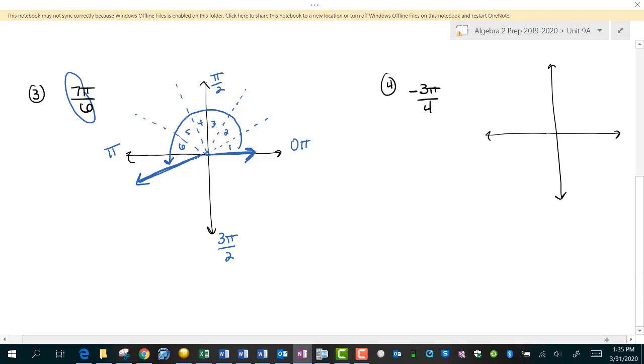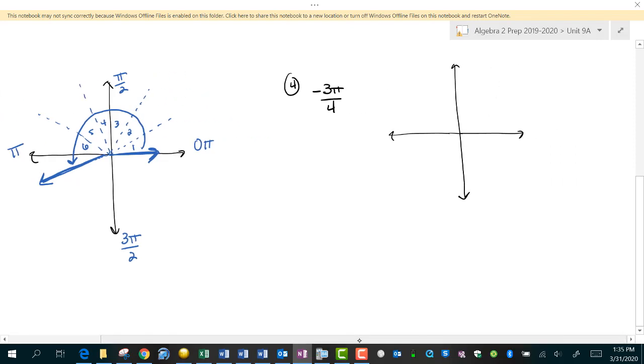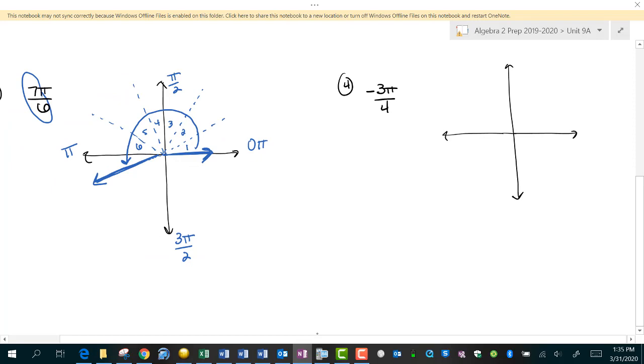Lastly is negative 3 pi over 4. Note the negative sign means that we're now moving clockwise. So my initial side goes in the same spot. This would be 0 pi. But now clockwise, here I would have negative pi over 2 and then negative pi. If I want to go 3/4 of the way to pi, if I break this up into quadrants 1, 2, 3, 4, I want 3/4, so it would fall right about there. Focus more on the quadrant that the angle falls within and not the exact placement.